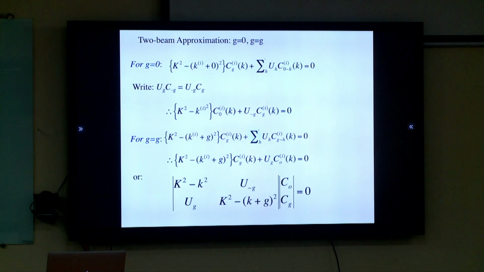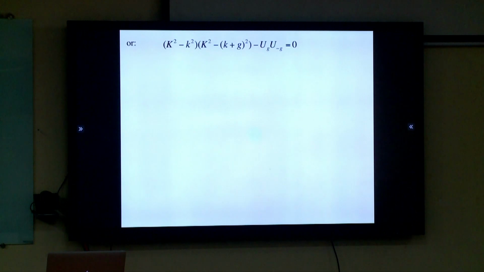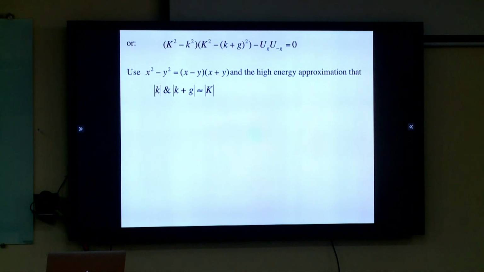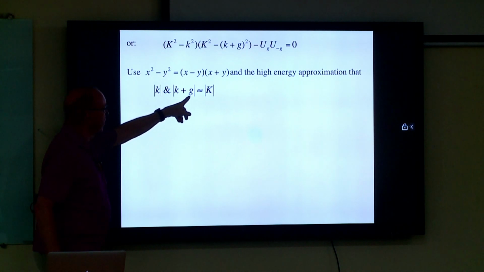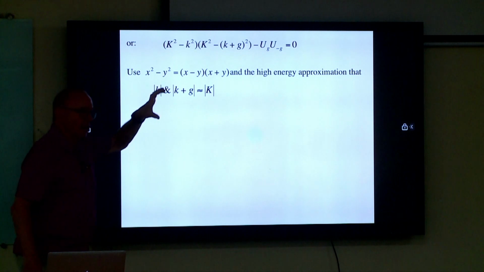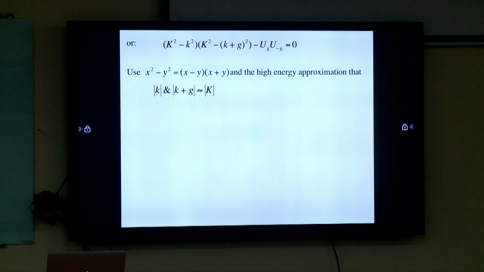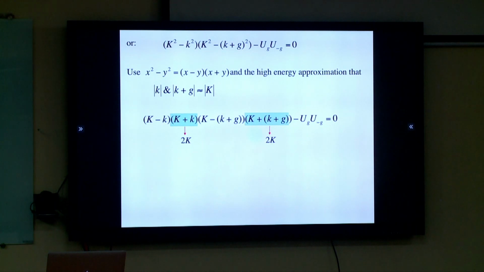All right, so then we can make this matrix equation, and then we can multiply that out. And just to remind you of simple trigonometry, or remind myself of trigonometry, and the high energy approximation, the wave vector of our Bloch wave is very much like the wave vector of our Bloch wave plus G, and also of our wave vector K. They're all about the same value, slightly different. So we can then rewrite this equation here like that. Those are 2 Ks. So we can end up with our 4K squared there.